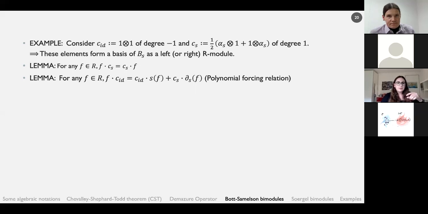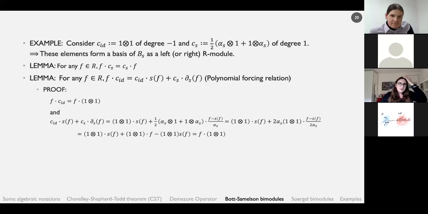From this we can conclude that the next two relations hold. The first is that for any F in R, F times C_S is equal to C_S times F, hence it is commutative. The second is that F times C_ID is equal to C_ID times S of F plus C_S times delta S of F. This can be verified by a simple computation, which I will do shortly. First, I want to mention that the second relation is often referred to as the polynomial forcing relation.